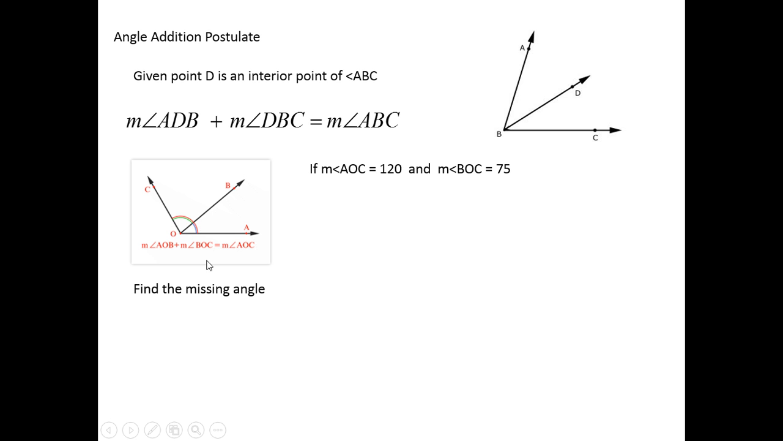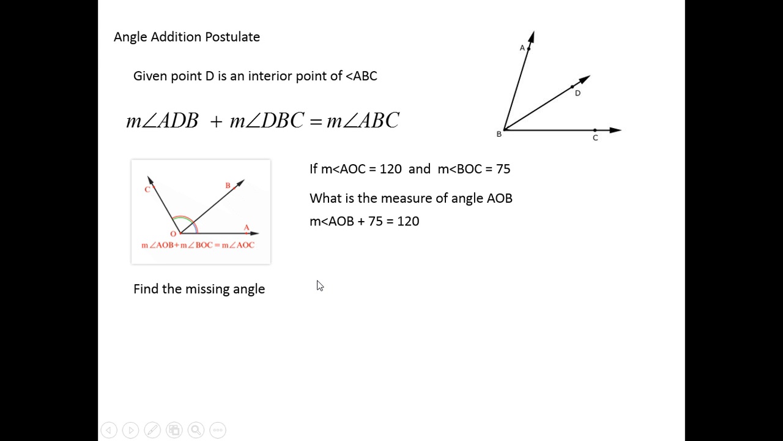So if we look at this picture here, we give you some values. AOC, you trace it out. AOC, that's the all-inclusive angle, said to be 120 degrees. BOC, you trace it out as 75. Okay. So we're looking to find the measure of angle AOB, the missing angle.